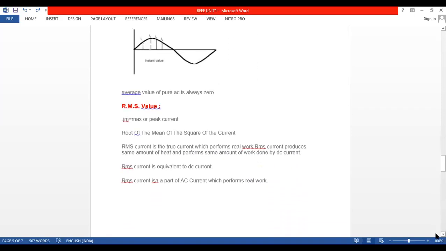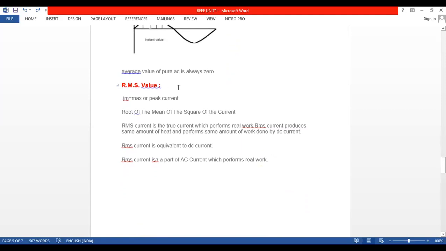Next definition. RMS. RMS, you just remember, all of you. This is a very important definition. So we put it in a practical manner. RMS value or RMS current. Okay, so what have we written? RMS. R means root, square root. Root of the mean. M-E-A-N. Mean means, in 10th class you have mean, median, mode. So mean means average. Root of the mean of the square of the current. So simple, you have to remember this full form. Root of the mean of the square of the current.